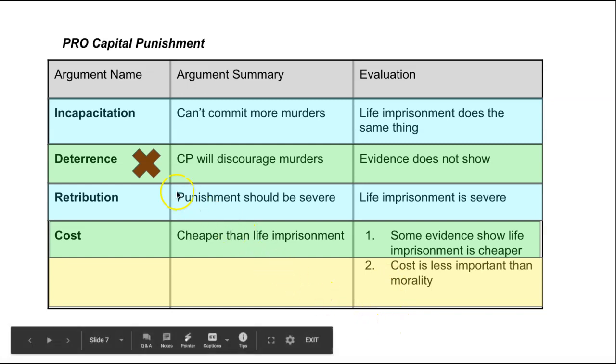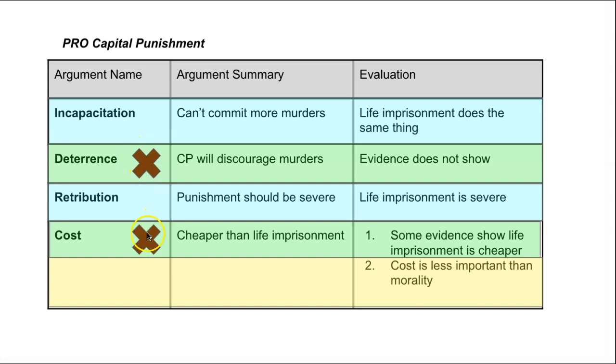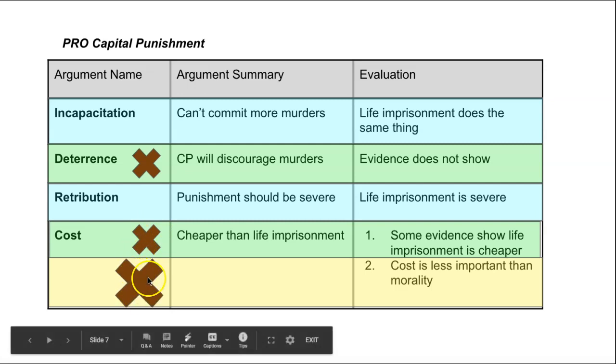So evidence has definitely allowed us to not consider highly this deterrence argument, and evidence has allowed us to not consider strongly the cost argument. And then we have the morality argument, which also puts a big X over the cost argument. But there are some things we do want to pay attention to.